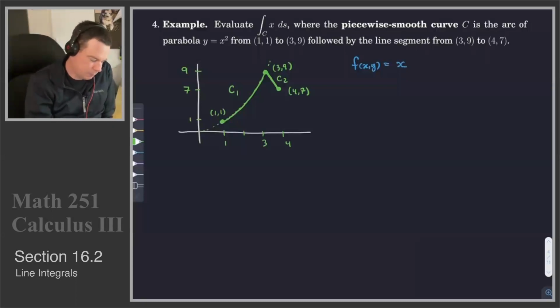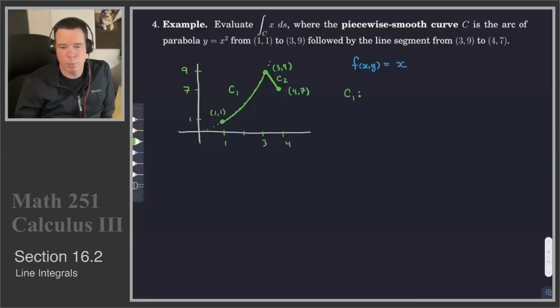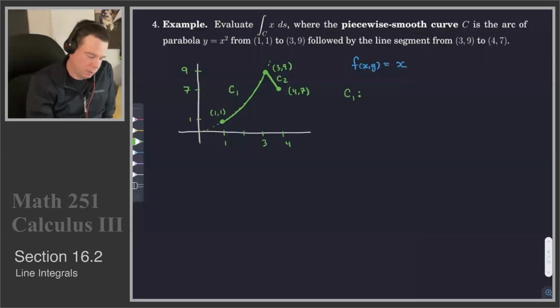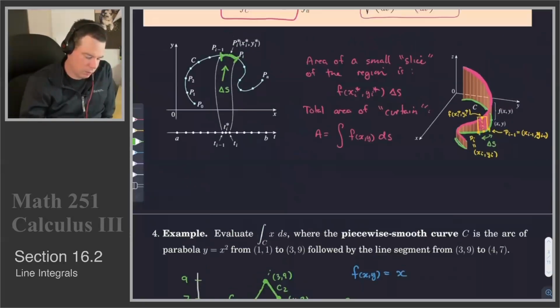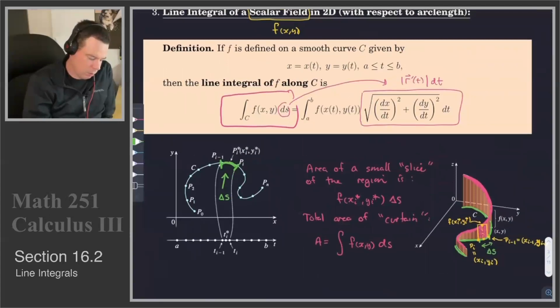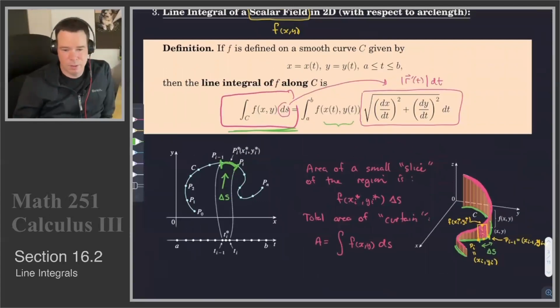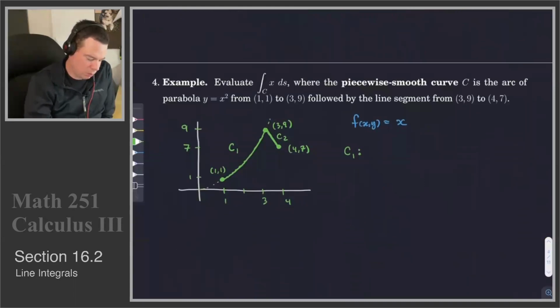So for C1, what we have to do is come up with a parametrization of it. So again, what we're doing is just doing this integral here. We're going to integrate along the curve, the function with respect to arc length. So I need to know a parametrization so that I can substitute x and y in terms of the parametrization, and I can substitute ds for the expression in terms of the parametrization, which was magnitude of r prime of t dt. So I need to know a parametrization for the curve.